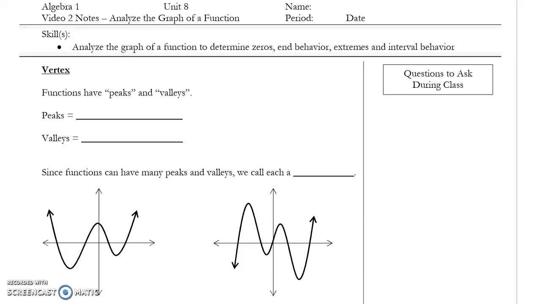In video 2 for Unit 8, we're going to further analyze the graphs of functions. In particular, we're going to determine zeros, something called end behavior, extremes, and the interval behavior of different graphs of functions. All of the graphs we're going to study will be functions, meaning they will all pass the vertical line test.